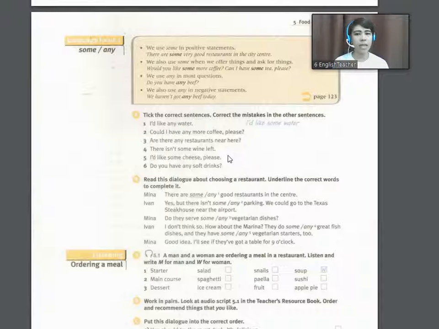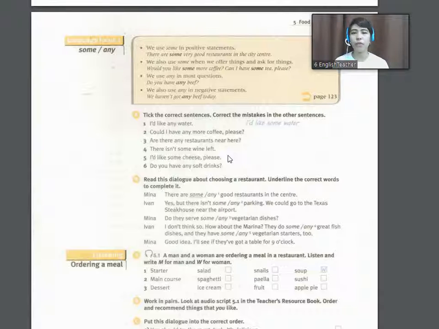Lastly, student A, do you like or do you have any soft drinks? Is it a correct sentence? Yes or no? Very good. It is a correct sentence because we use any in most questions. So when you say, do you have any soft drinks? That is a correct sentence. Okay, very good. Now, thank you very much for answering activity letter A.